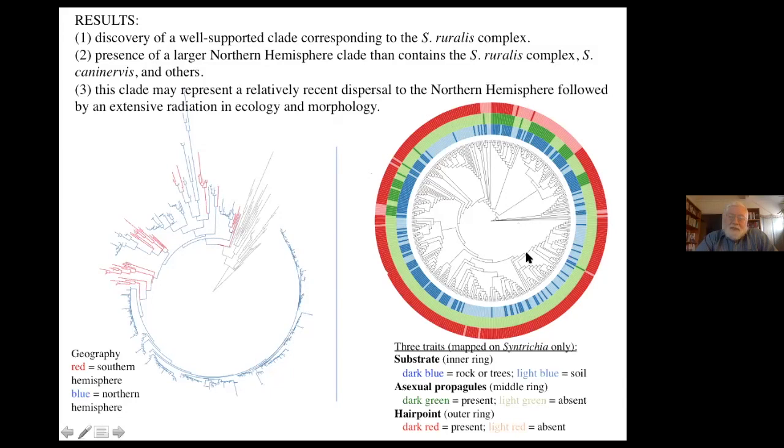Then a few traits. We talked about how asexual reproduction is not randomly distributed on this tree. There appear to be certain clades. These are the ones with dark green here. This is the pagorum here and the papillosa here. That whole ruralis complex, the whole Northern Hemisphere radiation, doesn't have any kind of official asexual reproduction propagules, even though it does reproduce asexually. Hair point: dark red is where you have a hair point, light red is where you don't have a hair point. So those are just examples of how once you have the phylogeny, you could start to reconstruct the order of evolution of the traits that are interesting.